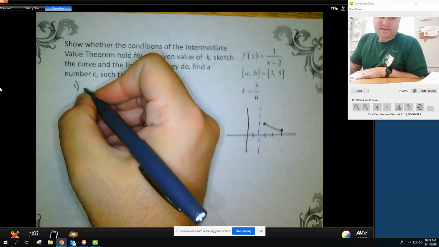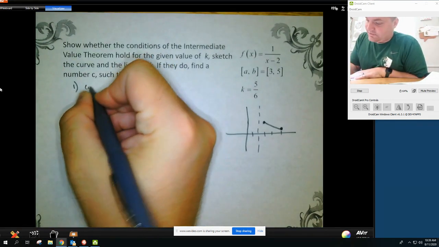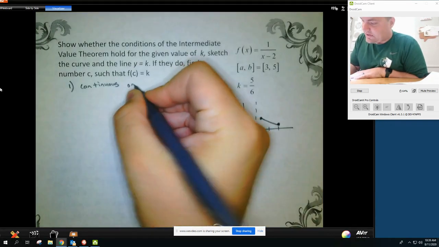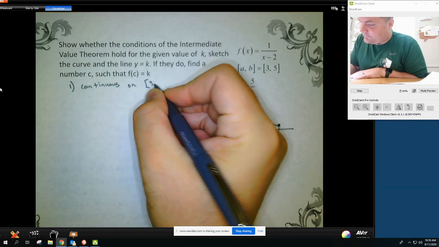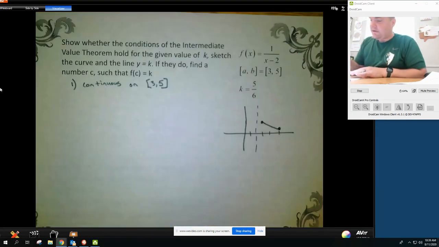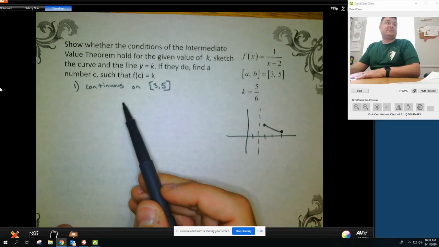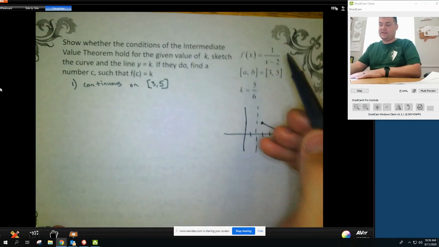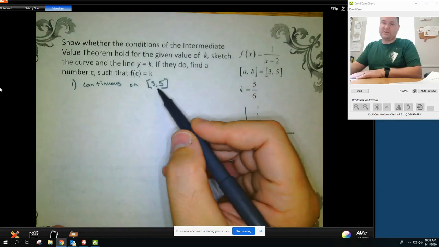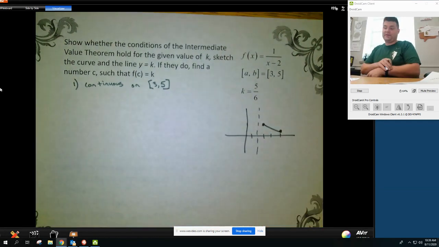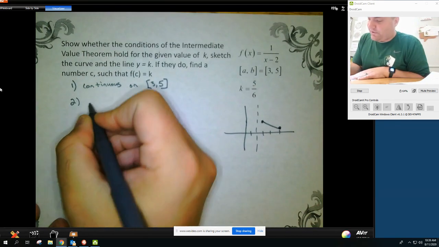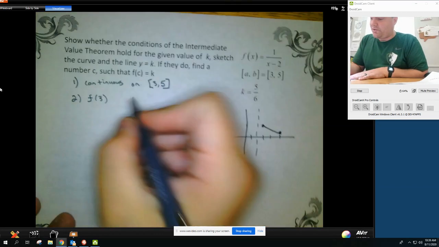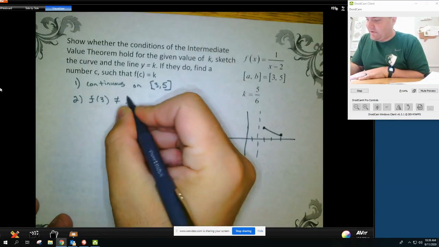So let's state that f is continuous on the interval. If you were to say that f is continuous, you would lose credit because it's not continuous. F is not continuous, but it's continuous from 3 to 5. So you're in the clear here. Step 2, we're going to find f of 3, and we're going to show that it is not equal to f of 5.